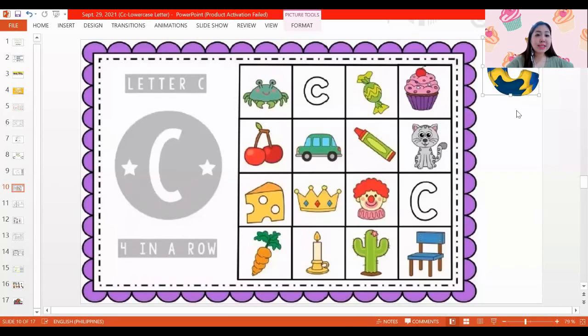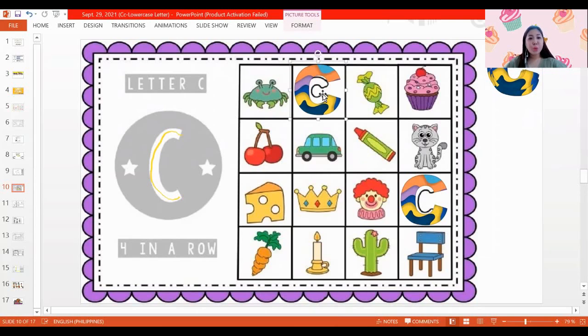Kindly get your stamps, your letter C stamp, and also your markers. Trace your name and trace the letter C. Everybody ready? Let's cover capital letter C. Cover capital letter C. Next, cover lowercase letter C. Cover lowercase letter C. Now let's cover the crab.